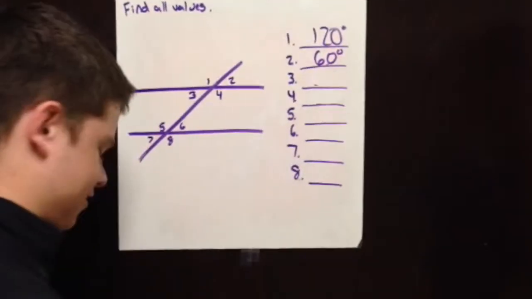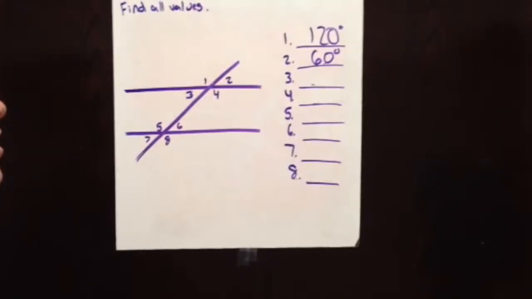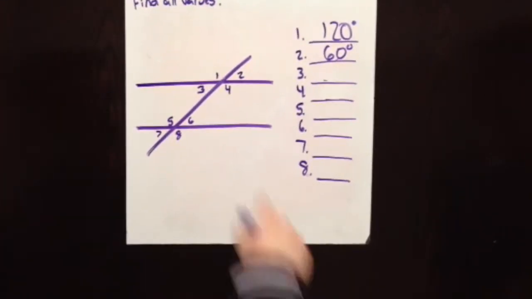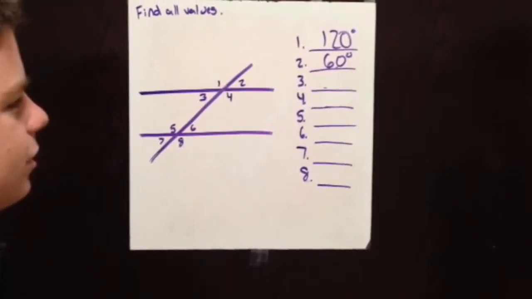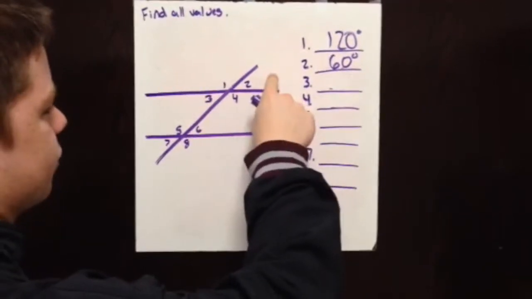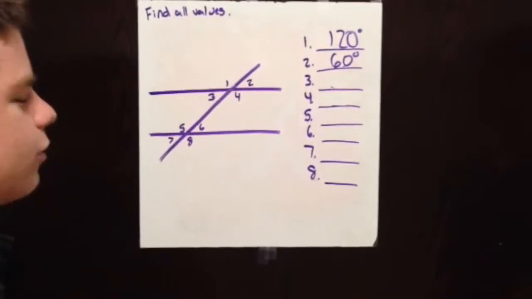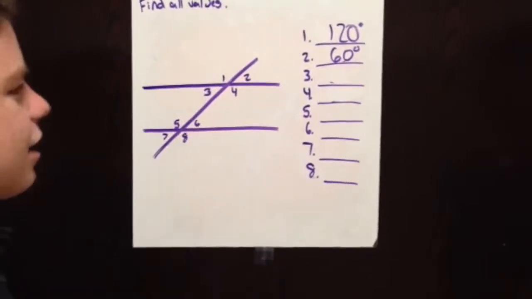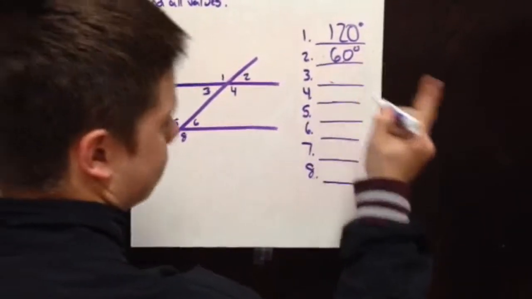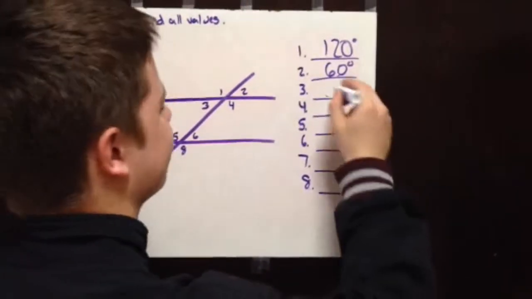Good job. Now, we will go to angle number 3. As you can see, this one is directly opposite angle number 2, because those are vertical angles, which means 3 has to also be equal to 2, which means it's 60 degrees. Oh, there you go.